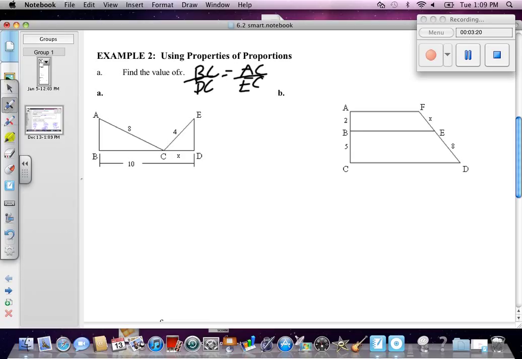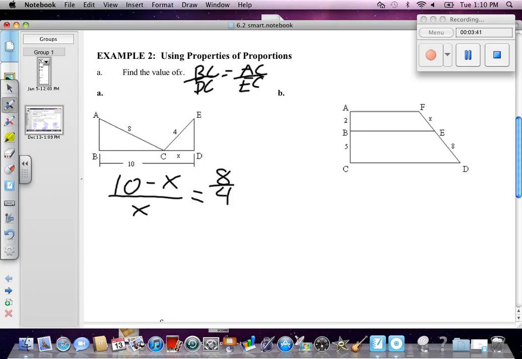B to D is 10. C to D is X, so B to C would be 10 minus X. D to C is X. A to C is 8. And E to C is 4. I can do this because these two triangles are similar, which means they're proportional.